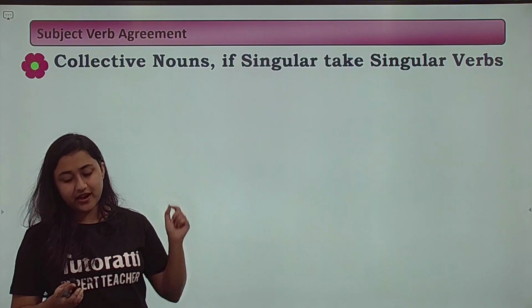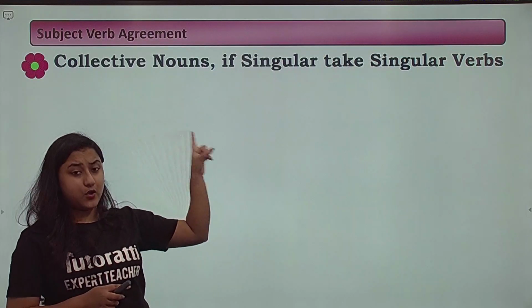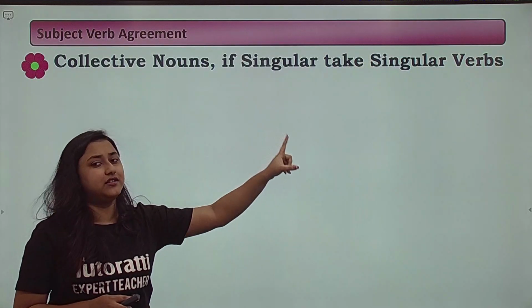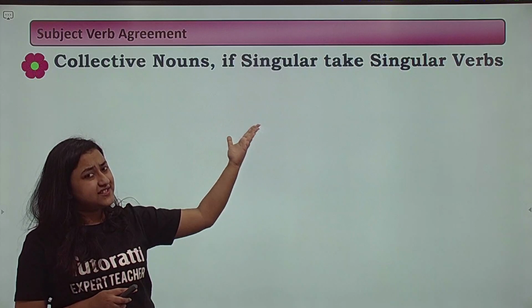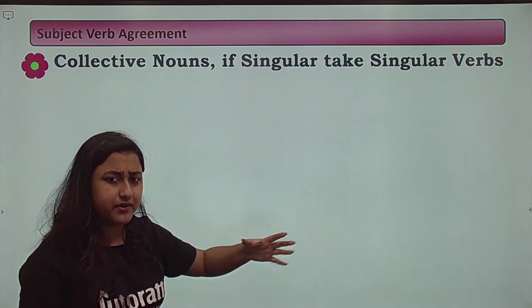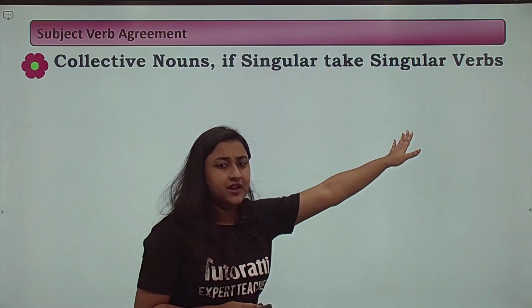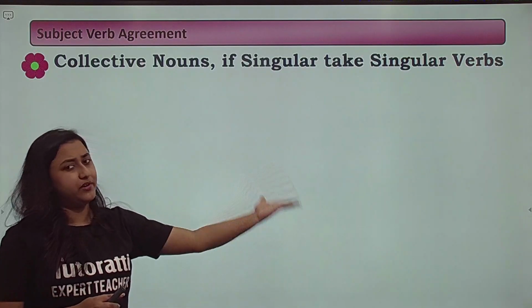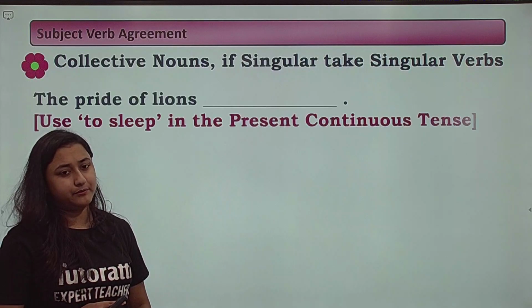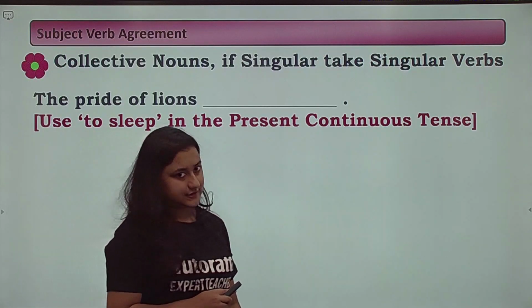Now let us look at the rule. Collective nouns, if singular, take a singular verb. Now again this is very easy, this is the basic rule of subject verb agreement. कलेक्टिव नाउन्स अगर सिंगुलर है तो it will take a singular verb, कलेक्टिव नाउन अगर प्लूरल है तो it will take a plural verb. For example, the pride of lions.